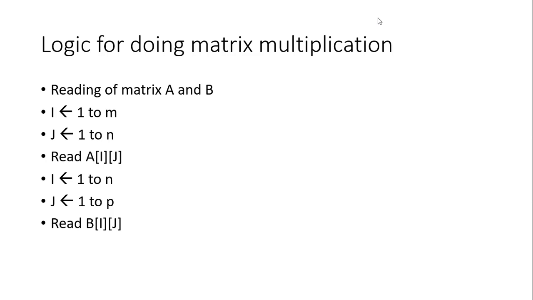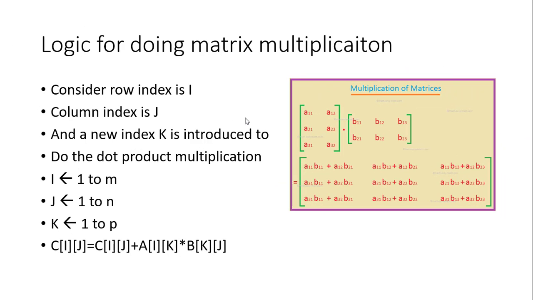So with this, next we have to move to the matrix multiplication process. Next we are in the main part of our logic implementation, that means the implementation of the matrix multiplication process. So here we have to consider three indices. As usual, the index I is considered as the row index and J is considered as the column index, and here we are going to introduce a new index called K in order to do the dot product multiplication, in order to implement the dot product rule.